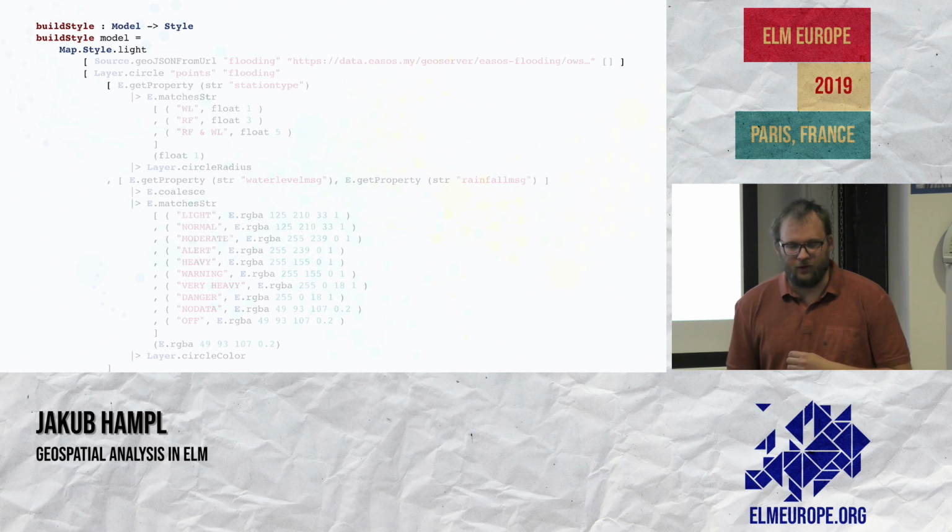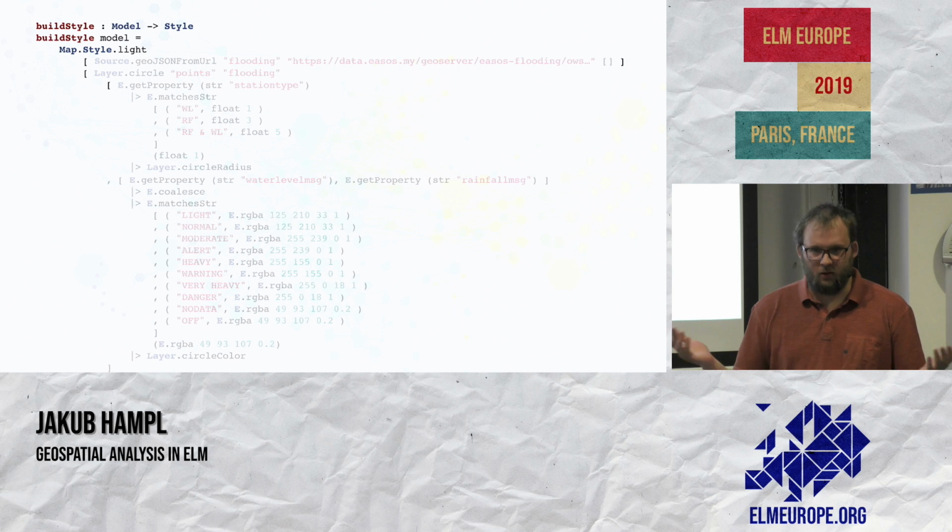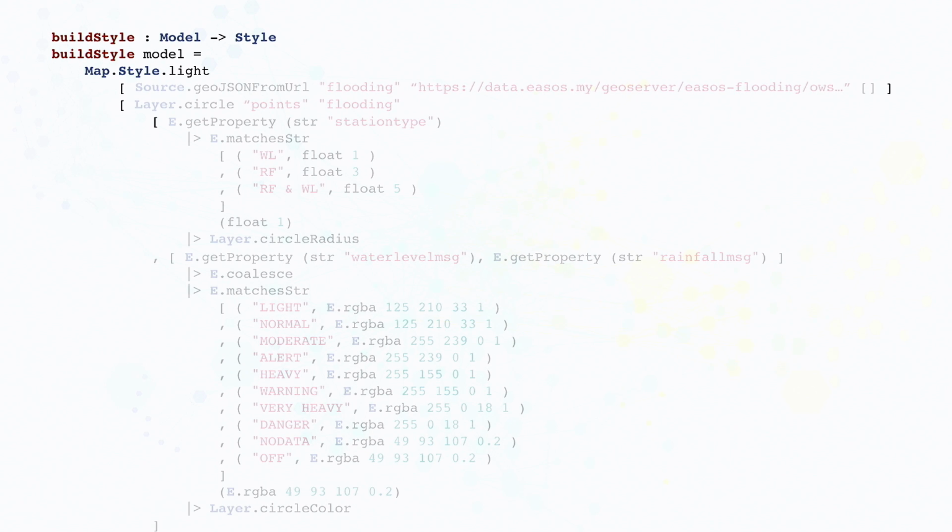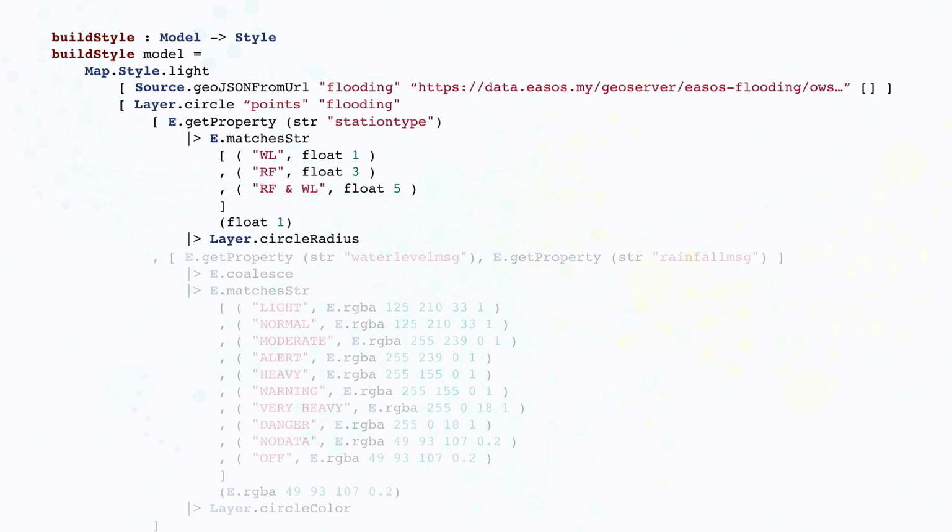So in our buildStyle function, we're going to take a pre-made style called Mapbox Lite. It does things like show cities and roads and seas, and we're going to add some of our custom sources and layers to visualize this data. We're going to take a source from a remote URL, which is what our partners have provided us for this data set. Then we're going to call it flooding. And then we're going to visualize this data as a bunch of circles. This is going to be a circle layer called points, taking data from this flooding source. And then we're going to do what Mapbox calls data-driven styling.